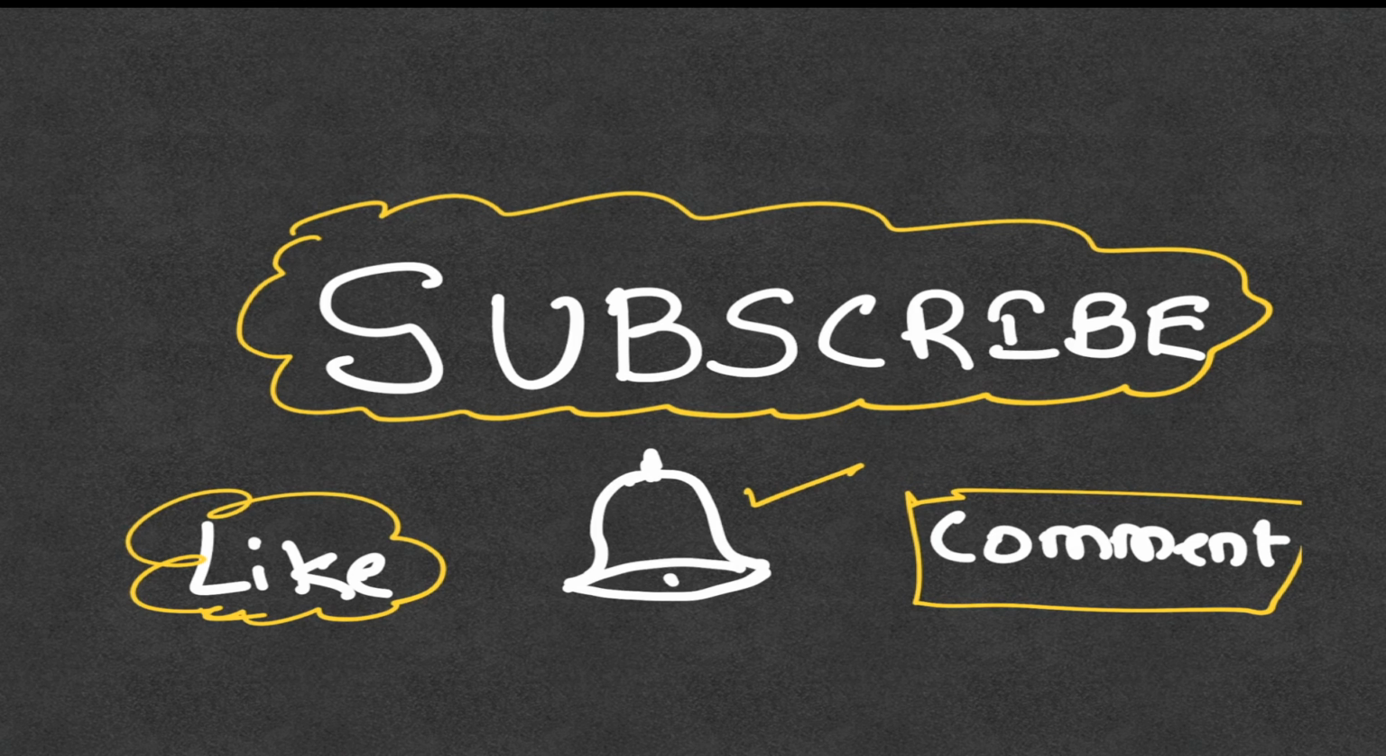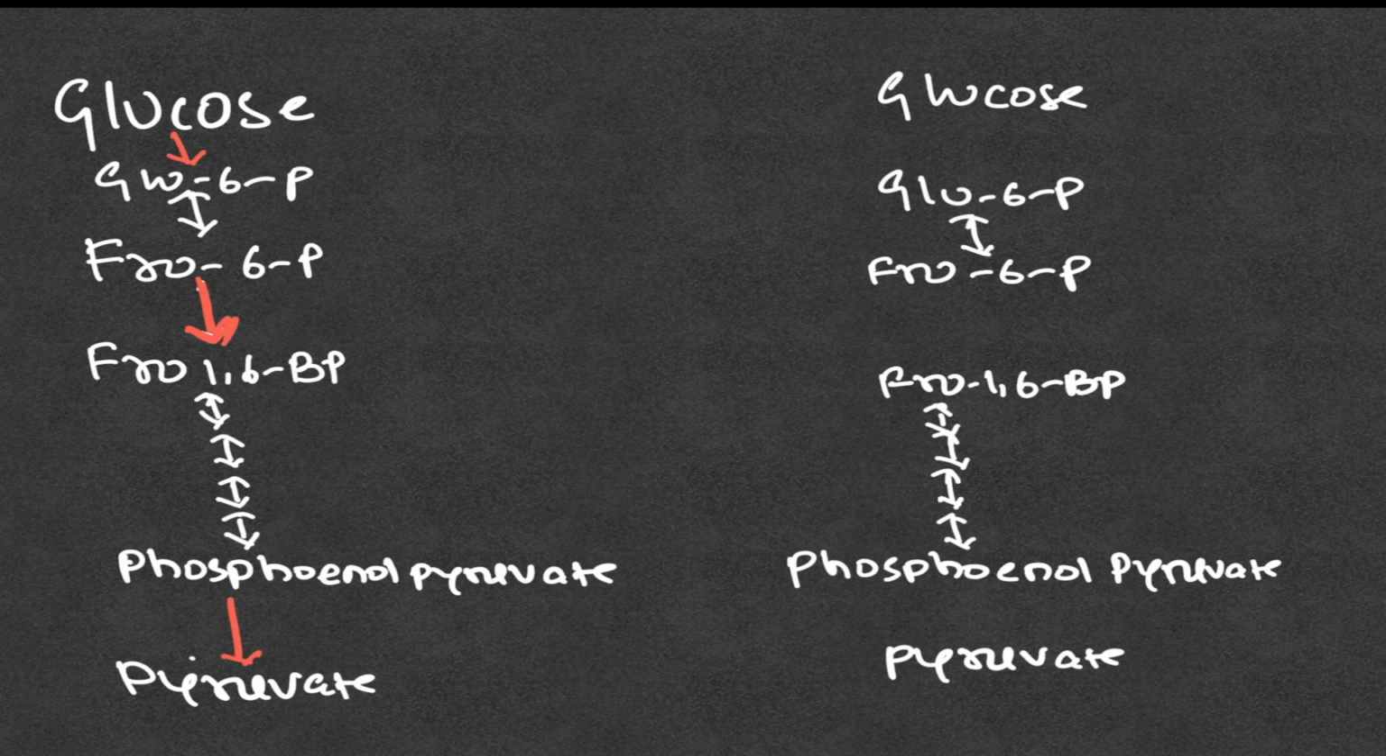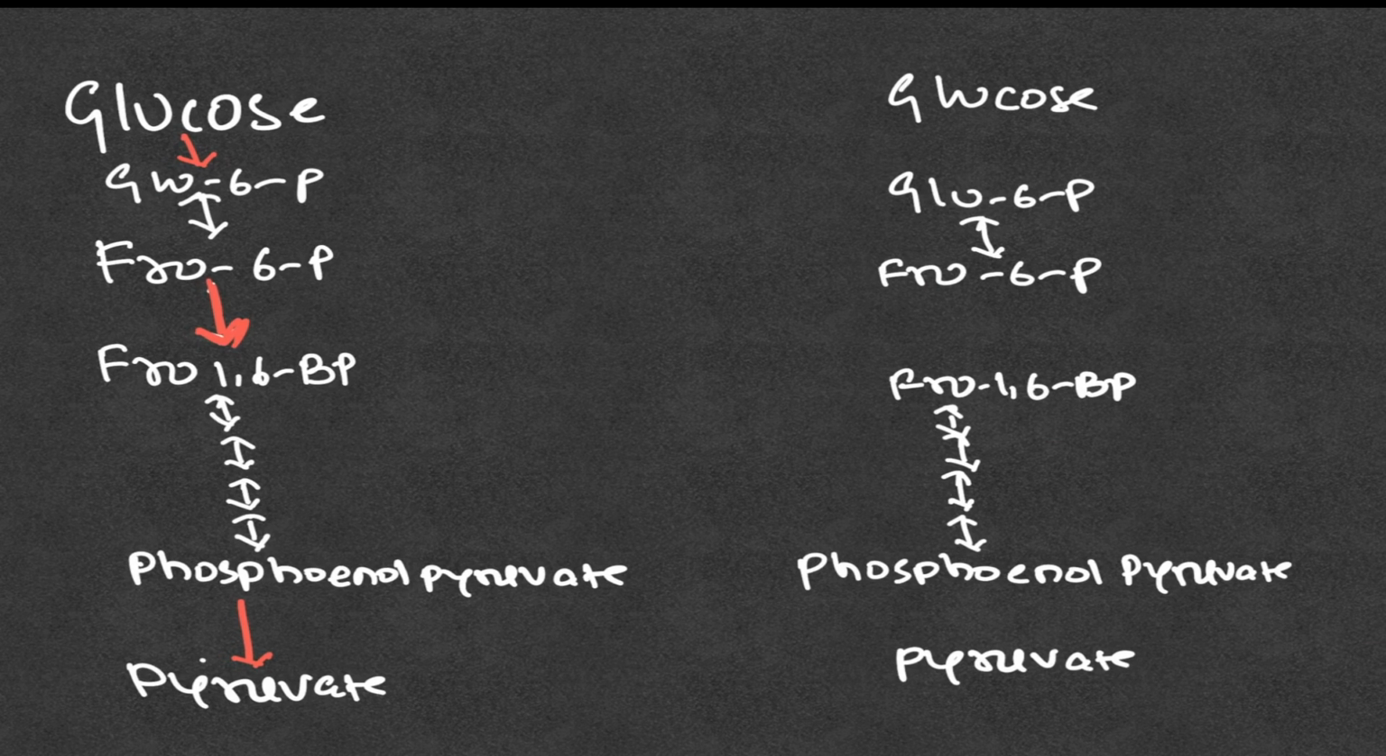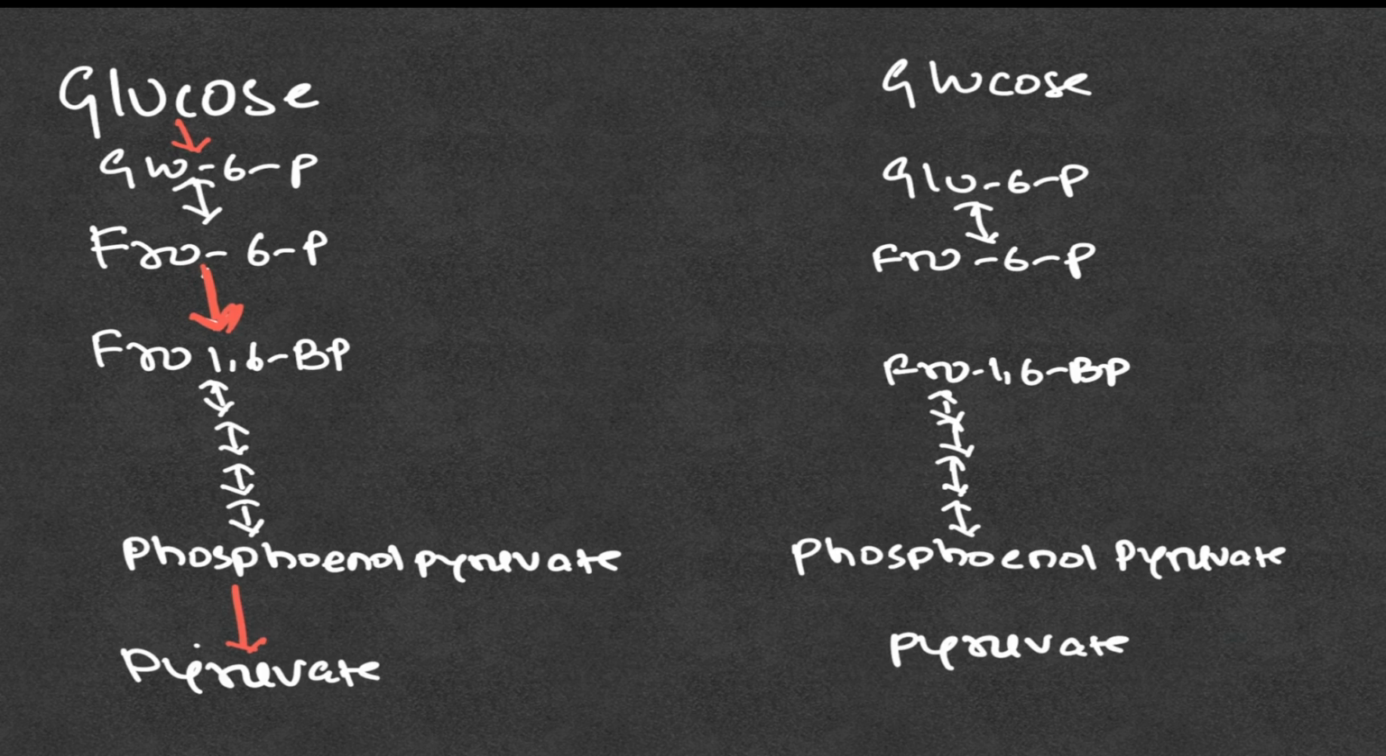So let's get into gluconeogenesis. As I was saying earlier, gluconeogenesis is actually a reversal of the glycolysis reaction. I have written glycolysis here. As you can see, glycolysis is the conversion of glucose into pyruvate. The glucose is all the way converted to pyruvate. That's glycolysis, which is going on in the cytoplasm.